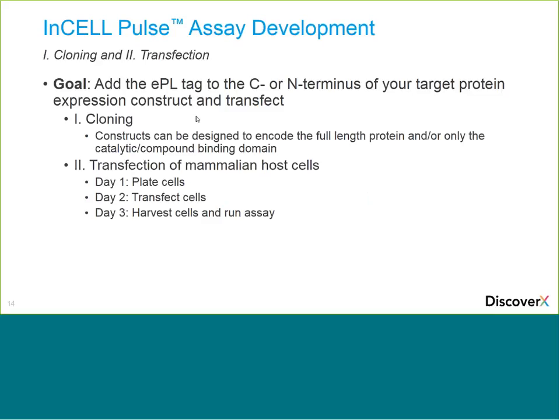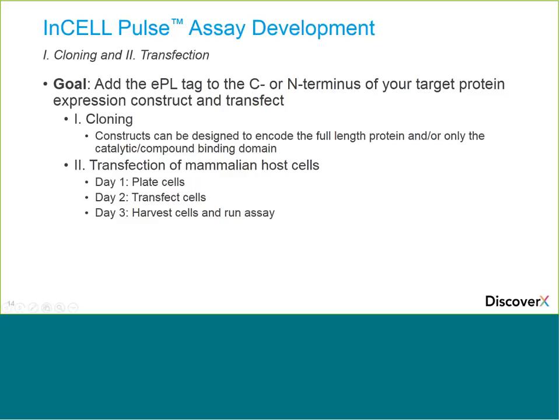And you really want to take some time to decide what constructs you want to put in. So we recommend trying full-length protein, and of course also just a construct encoding the catalytic or compound binding domain that you believe is relevant. And we also suggest trying the pro-label tag on both the C-terminus and N-terminus of any construct that you make. We see that that can make a difference in some cases. And then just a standard transient transfection of mammalian host cells once you've got these constructs.